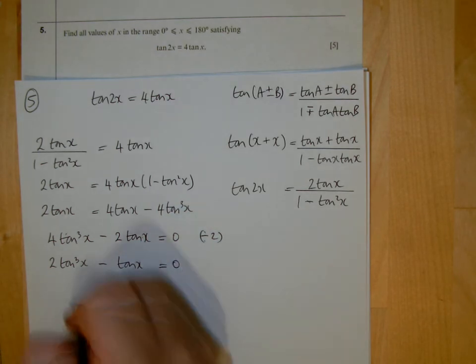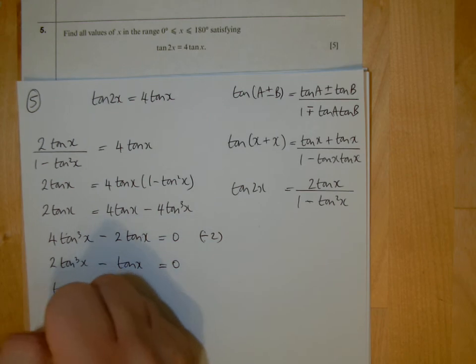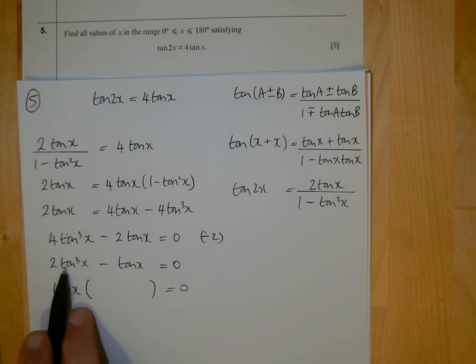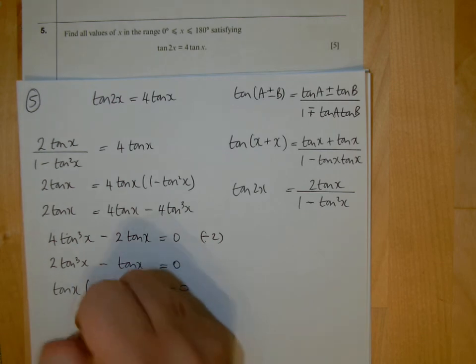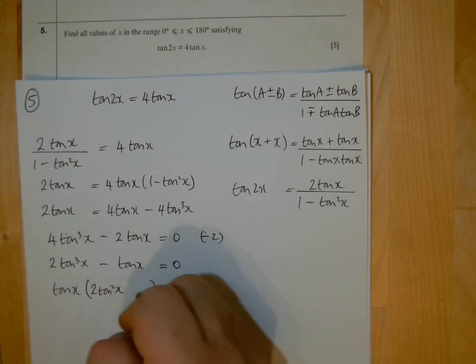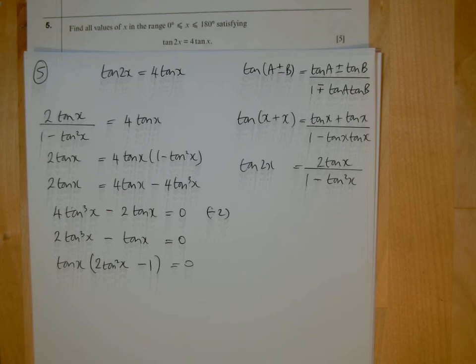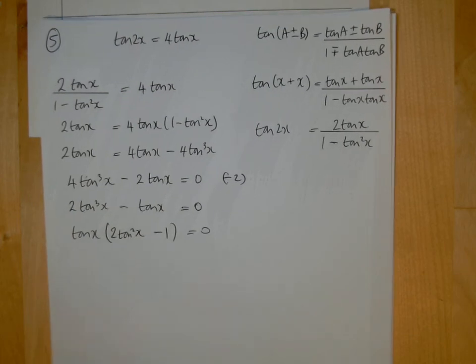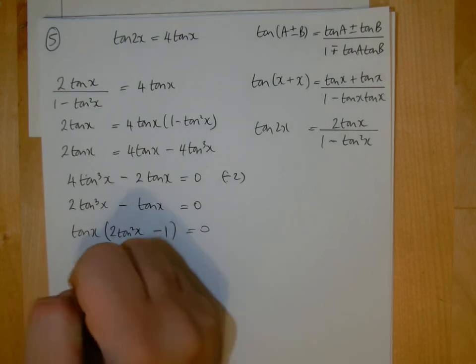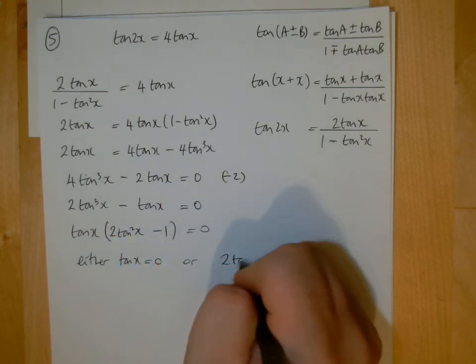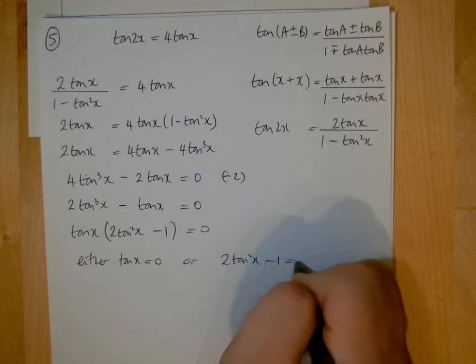Then let's extract tan x as a common factor, so we have a bracket. We ask ourselves, what do I times by tan x to get that? So that will be 2 tan squared x. And what do I times by tan x to get minus tan x? That'll be minus 1. So we've got this situation where this times this is 0. So then it's an either-or situation. Either tan x is equal to 0 or 2 tan squared x minus 1 equals 0.